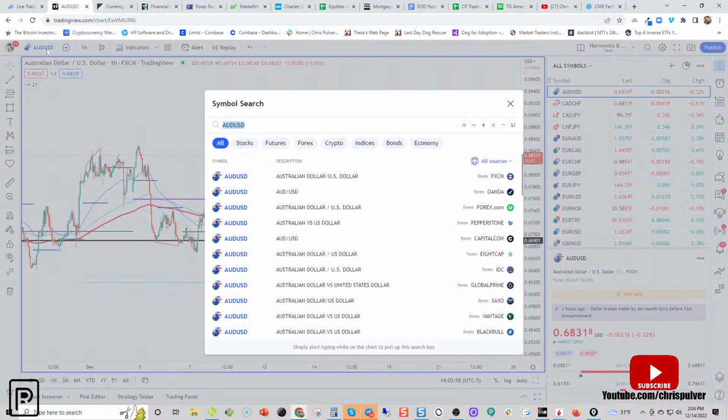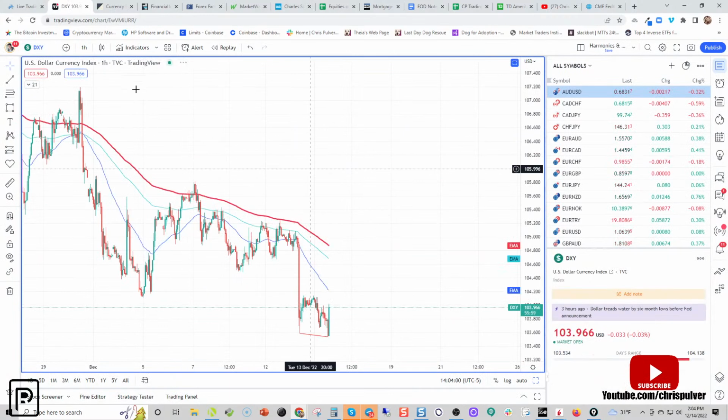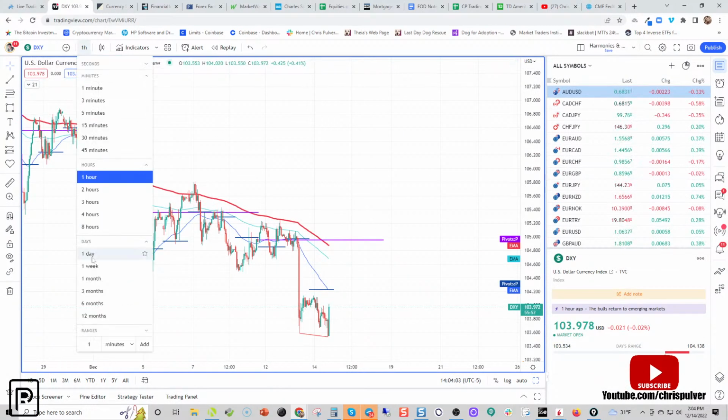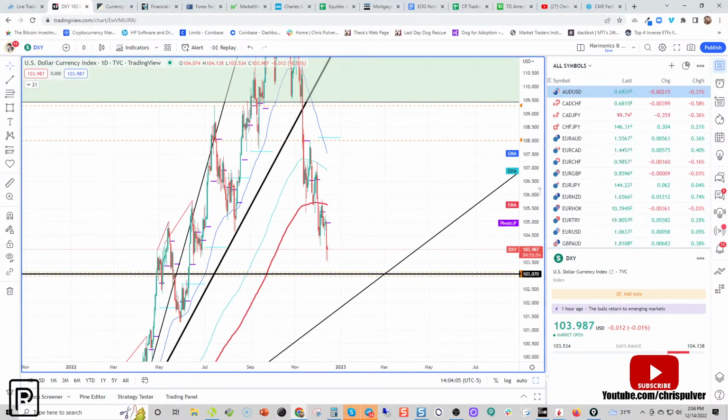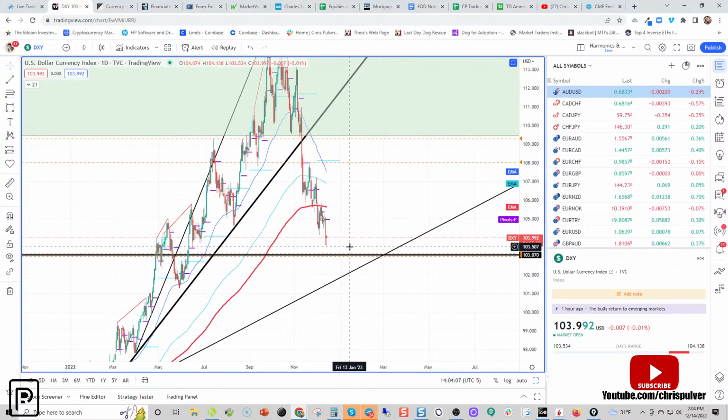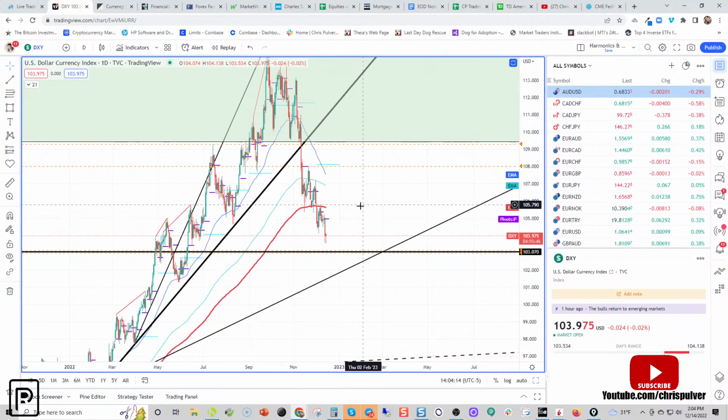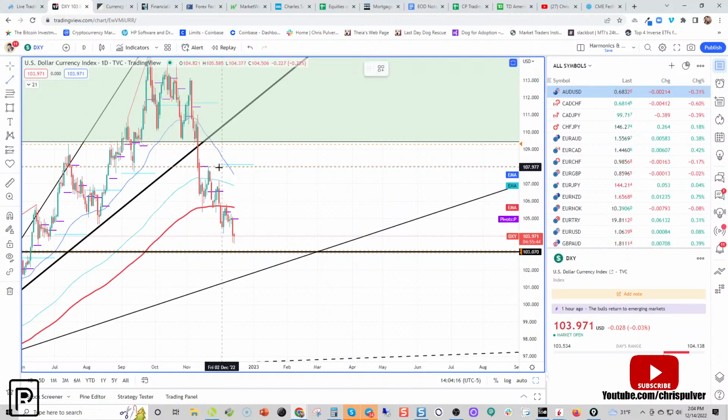I also was looking at the DXY. We talked about this on Monday during the session. I was looking at the DXY to possibly go down to 103. So we're seeing a little bit of hesitation down near these levels, 103.15, 103.00. I was looking for a bit of a pullback to come pretty soon on the dollar. Could be something like this.